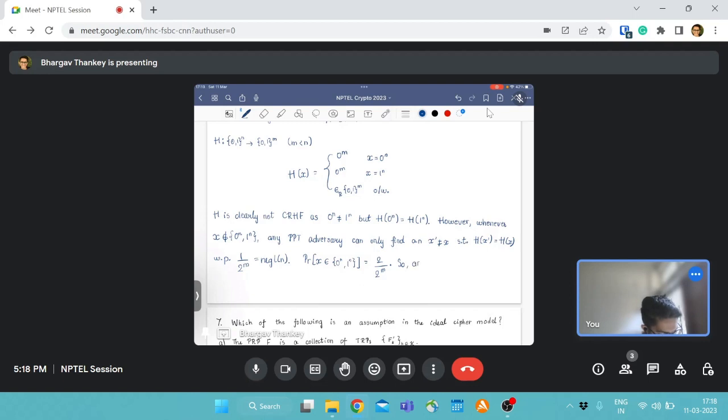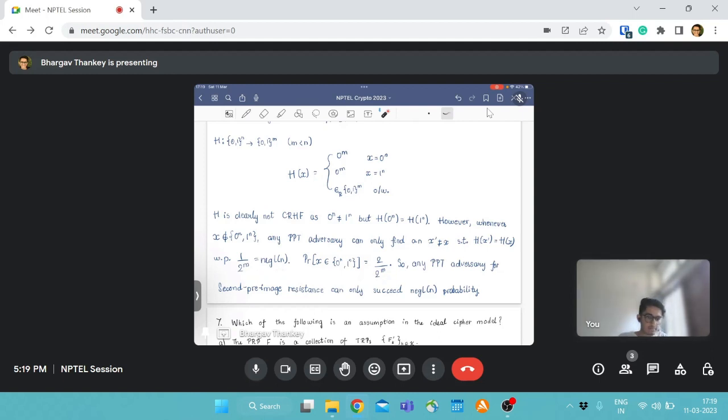So any PPT adversary against second preimage resistance can only succeed with negligible probability. Sir, this is also negligible, right? The probability of x belonging to {0^n, 1^n} is 2 by 2^n. Okay, that's what I'm writing, right? Yes, so this is negligible.